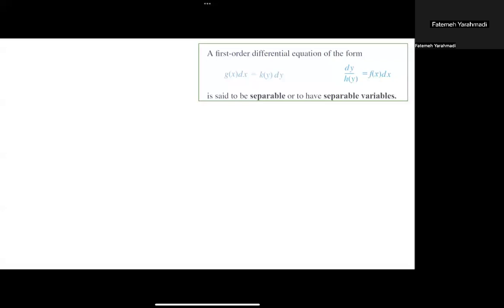So far, we learned about separable differential equations. We know that if we can separate x terms and y terms, then we can take the integral of both sides and write the solution of the differential equation. For example, suppose we want to solve the following differential equation.